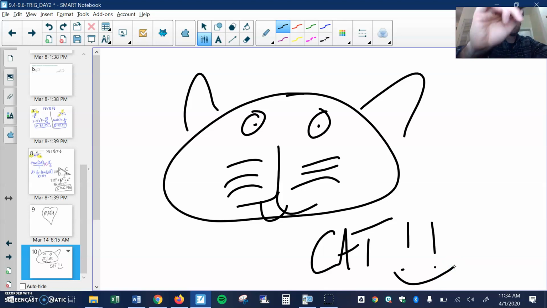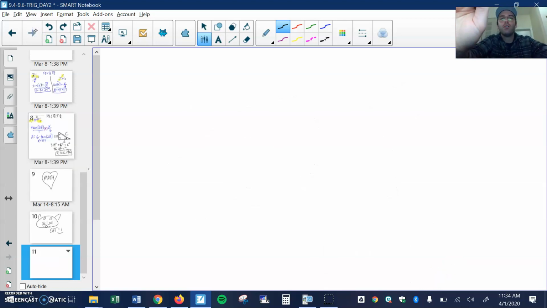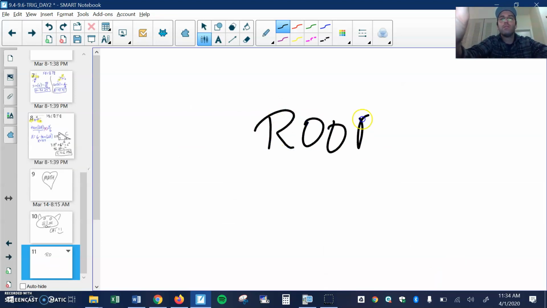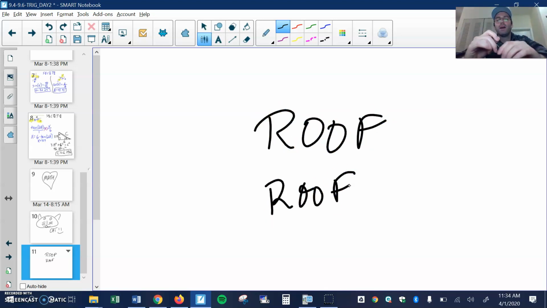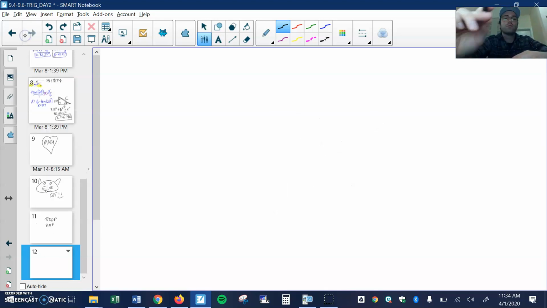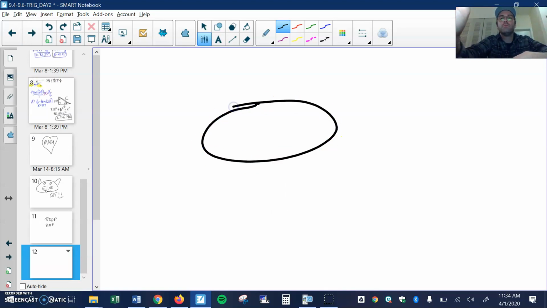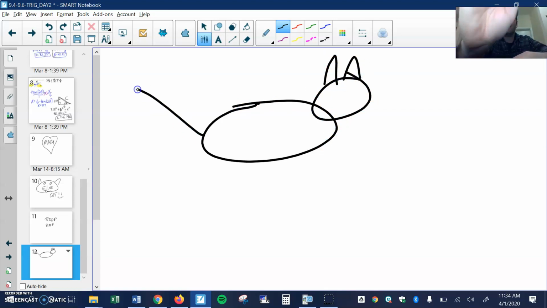It also started with a dog. Roof. Roof. There's my dog. You can't see it. It's one of those invisible dogs, but it says roof, roof. Don't you forget it. It also started with a rat. This is a Chicago rat. They're big. They're gross. They have long tails and stuff.